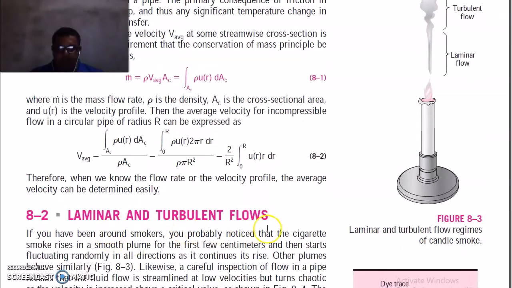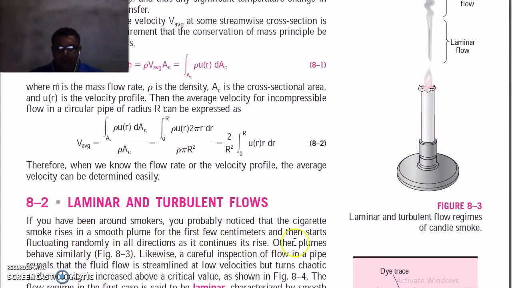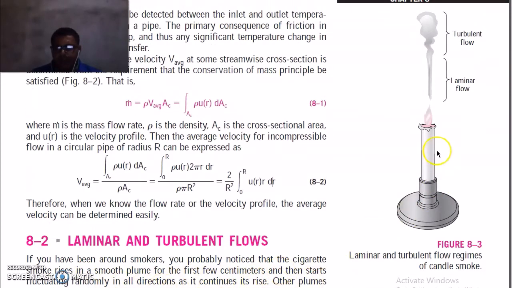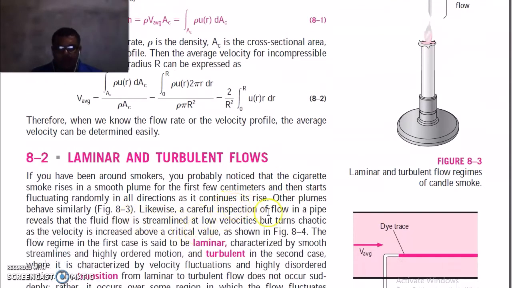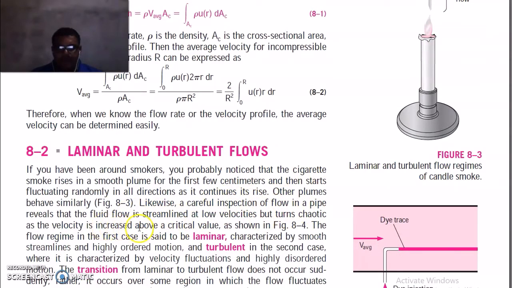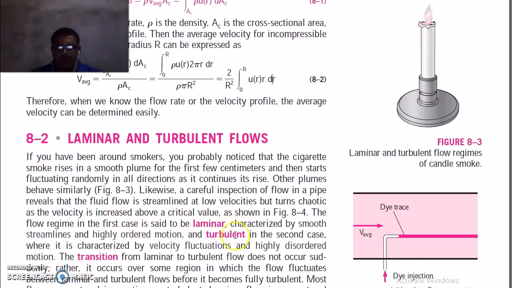So, laminar and turbulent flow. Around a smoker, you probably noticed that cigarette smoke rises in a smooth plume for the first few centimeters and then starts fluctuating. You can also see this on a candle flame: this is your laminar flow, and above this is your turbulent flow. Likewise, a careful inspection of flow in a pipe reveals that the fluid flow is streamlined at low velocities but turns chaotic as the velocity is increased above a critical value. The flow regime in the first case is called laminar.